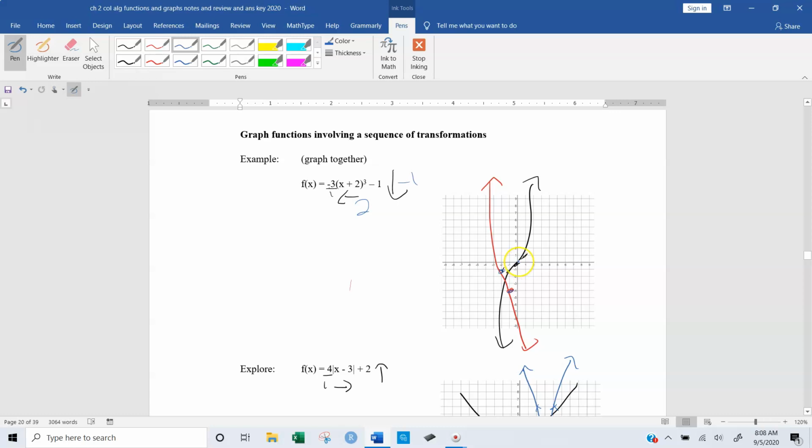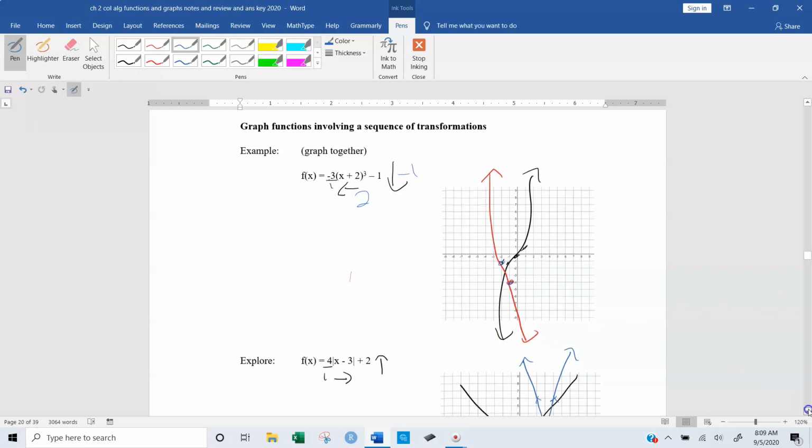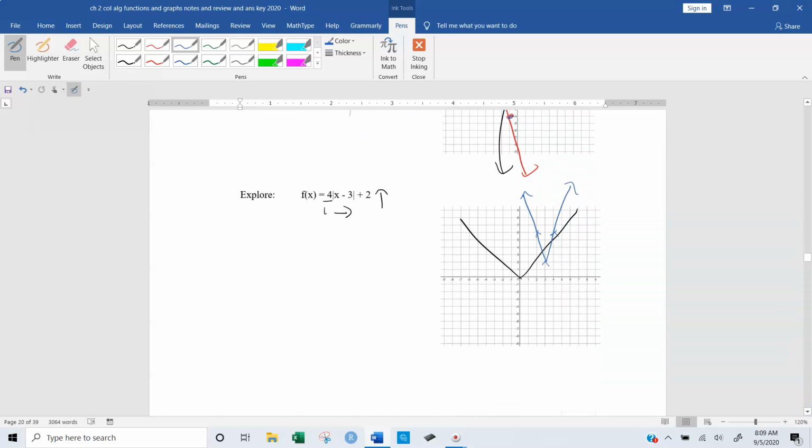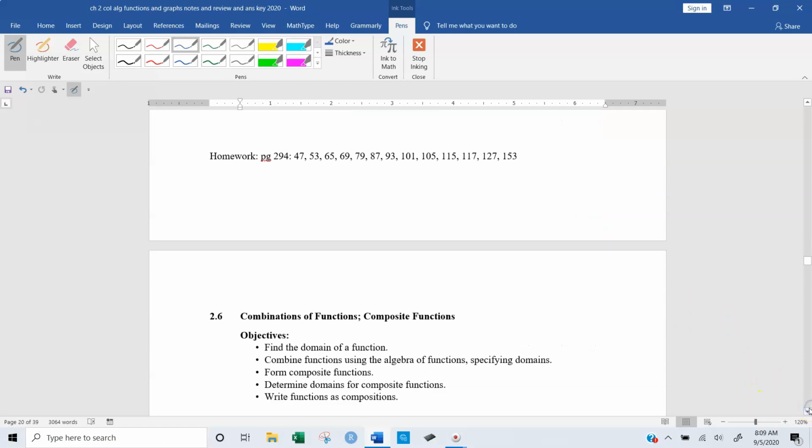Here I would go down 1, left 1. So now I'm going to go over 1, up 3 from this point. And I draw in my new stretch, or reflection, sorry. This one here, you should have moved left 3, up 2. So I go left 3, up 2. This is where I start. Now I graph my 4, or my stretch, which is 4 over 1. I go 4 over 1 both directions and draw in my new absolute value. I hope you did a great job.